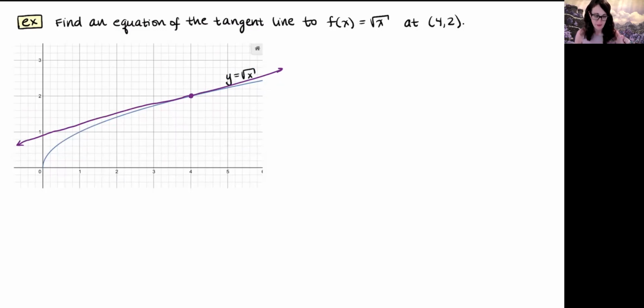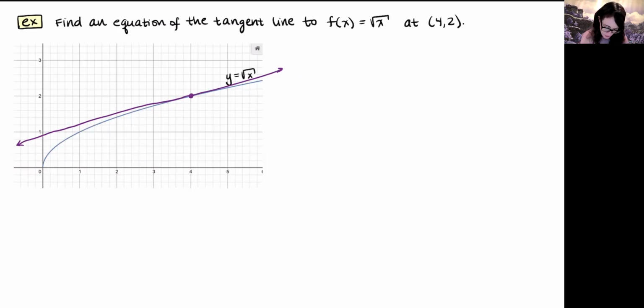Just to back up a little bit for a review from domain, this function starts here and it goes on forever this way, right? It doesn't have any part of the graph that has any negative x values, and that's because you can't plug in a negative number into the square root of x. So only 0 or more.